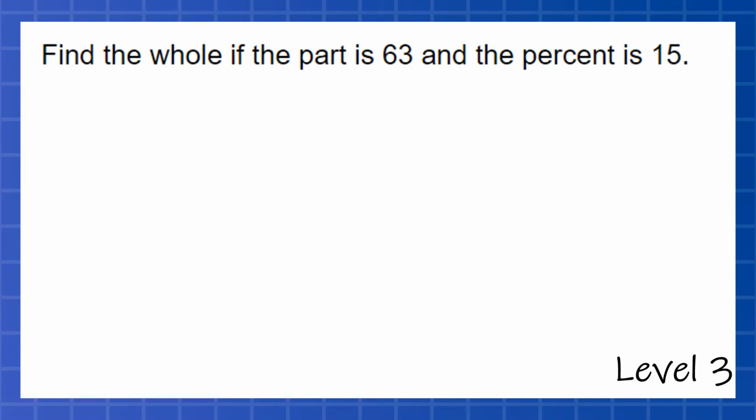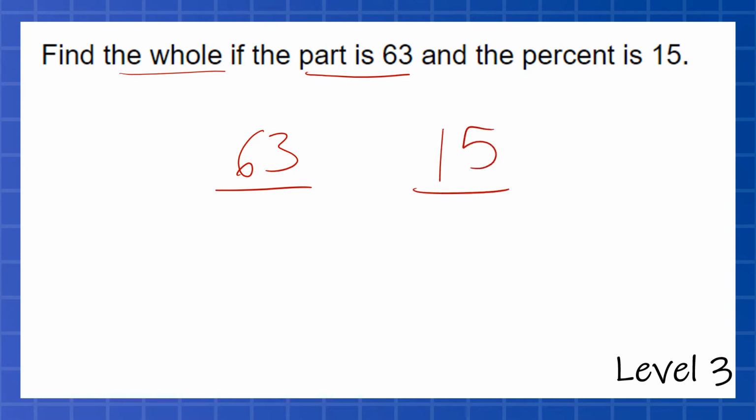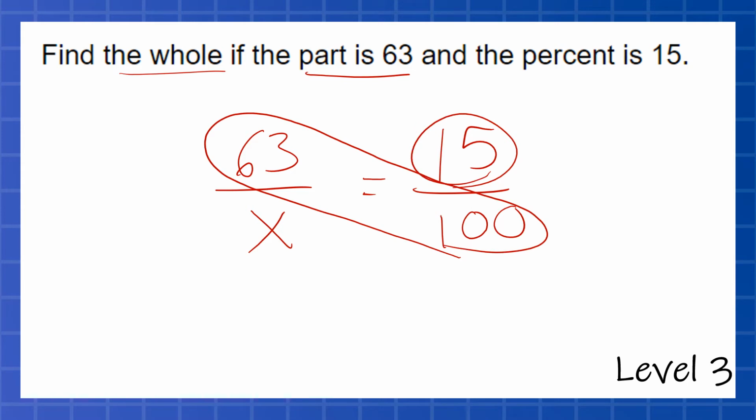Let's try it again. This time we're finding the whole, okay, just like last time. And we know that the part is 63. So I know that's on top. And the percent is 15. And percents are always over 100. So what I don't know is this whole. So I'm going to cross multiply and divide. And so if I do that, what I'm going to get is x equals 6,300 divided by 15. And then if it wanted a decimal, I could go ahead and just type that in and get my answer. Pay attention to what you're looking for on this. If you're looking for a decimal or a fraction, just pay attention to what it's wanting.